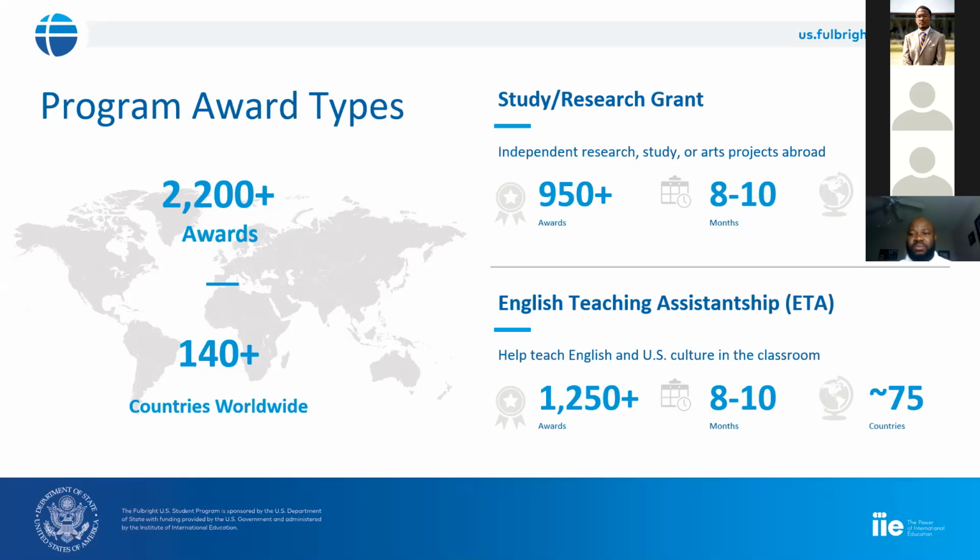These grants last from 8 to 10 months. Some have an option to renew. So for example, in South Korea, where I was an ETA, we had the opportunity to renew for up to 3 years. I only opted to stay 1 year, but that is something to keep in mind.